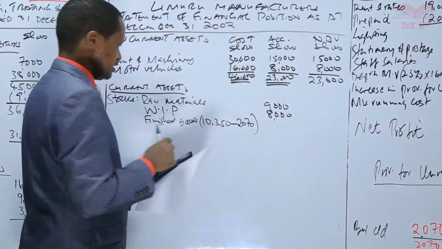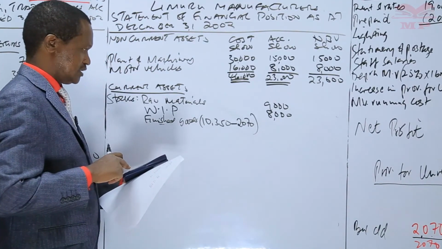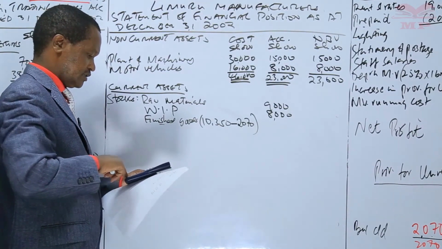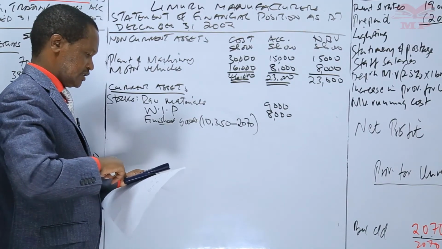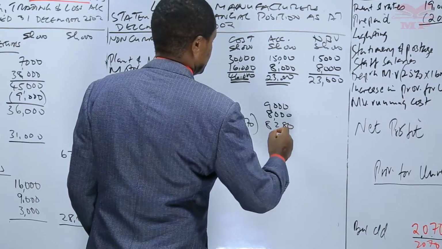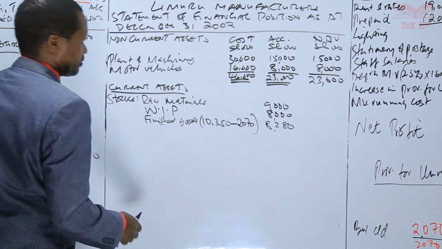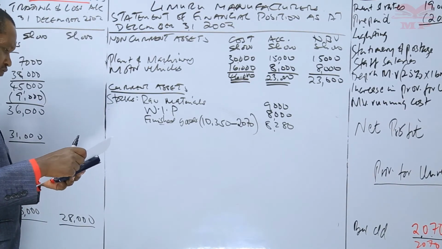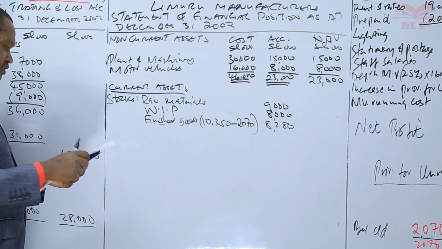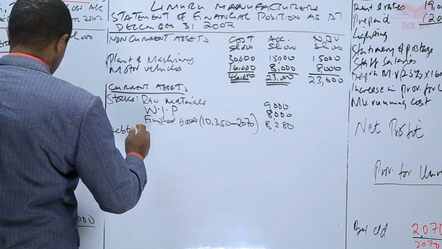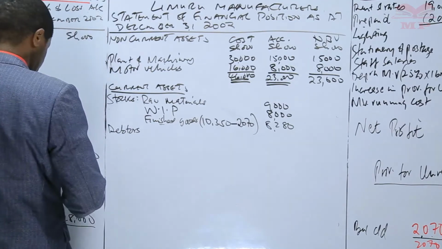So we will get the difference of 10,350 minus 2,070 is equal to 8,280,000. So that is the cost of materials and work in progress and finished goods. Then we check for any other current assets. We have debtors amounting to 28 million.